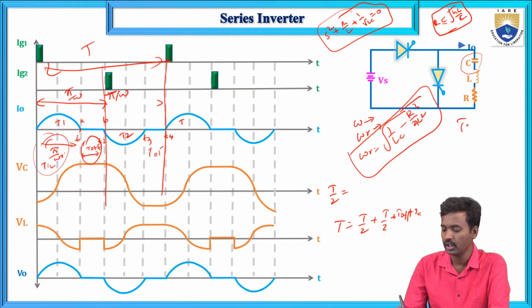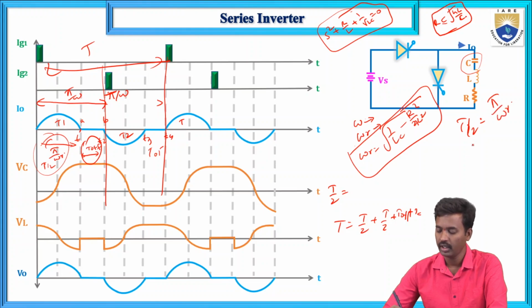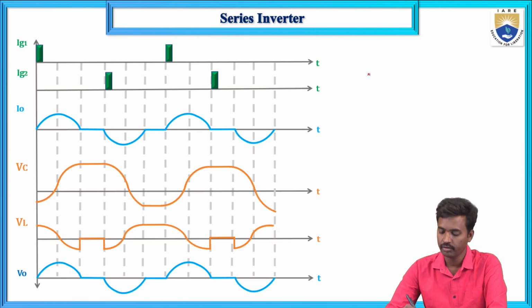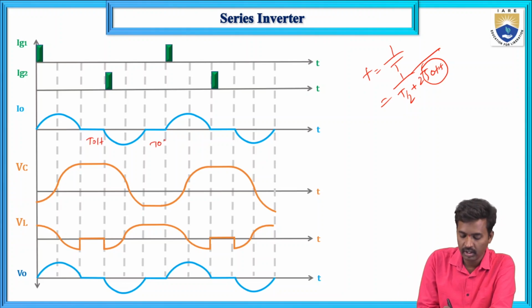T by 2 equals pi by omega r. And next, what is the formula for maximum frequency? Maximum frequency F equals 1 by T, the total time period. So that equals 1 by T by 2 plus T by 2 plus 2 T offs, that is, T off plus T off time period.